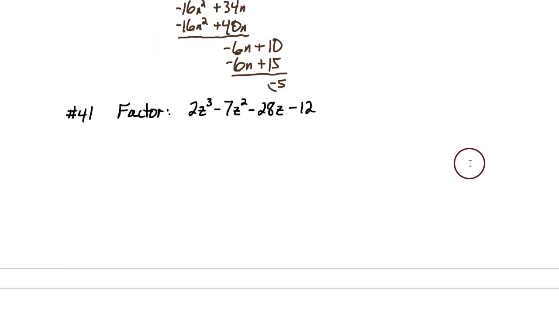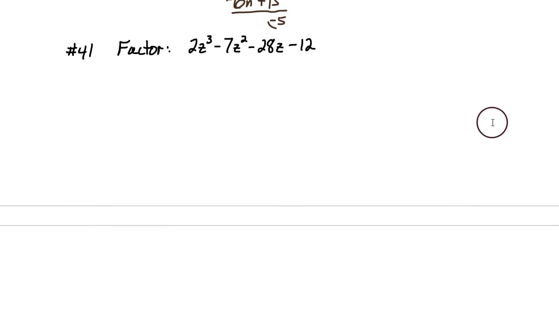Finally, number 41, we're asked to factor this. And it has 4 terms, and it doesn't look like grouping is going to work. So to factor this, we need to find a beginning factor. We can use the factor theorem to help us. Maybe z minus 1 is a factor. If it is a factor, then when we substitute a 1 in place of z, this has to turn out to be 0. Let's do that and see what it makes.